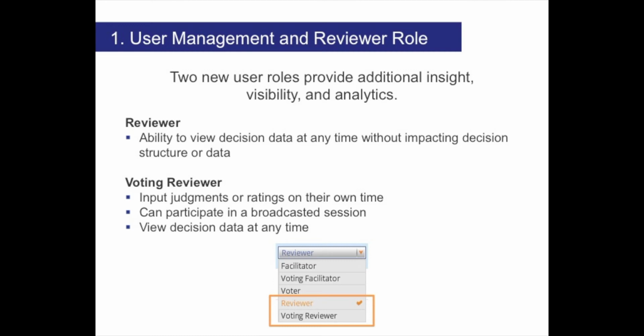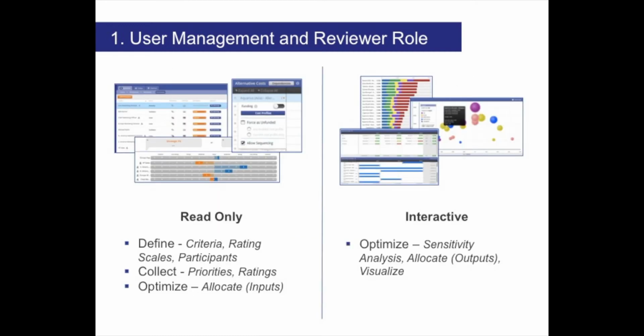So with our new reviewer role, you've really got the ability to view decision data without impacting any of the structure or the data. So you keep all of the information out there, but you're not giving them the ability to actually make any changes to that data. And then we also have the voting reviewer who can, again, look at all of the data within the decision-making process, but they can still provide judgments, and they can still provide some input into the process. So with that, I think it would probably be best to go ahead and pass the mic over to Sanjay.